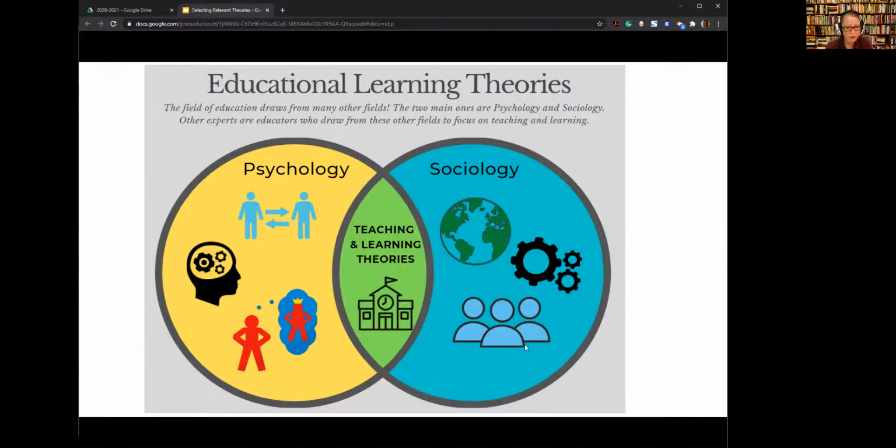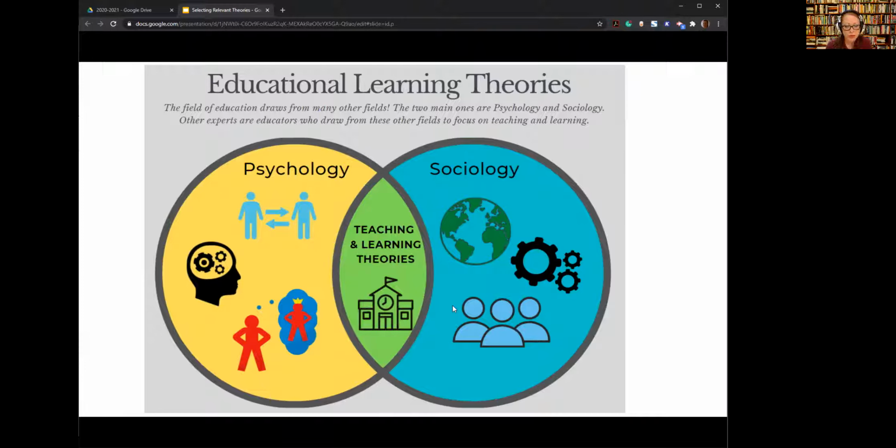Now you'll notice here in the middle, there are teaching and learning theories as well that are specific to education. And there are many theorists who are educators who pull from both of these to make their own specifically educational theory. Although they might be borrowing from these, there's definitely a lot of overlap, and they become their own sort of educational theory in and of itself.